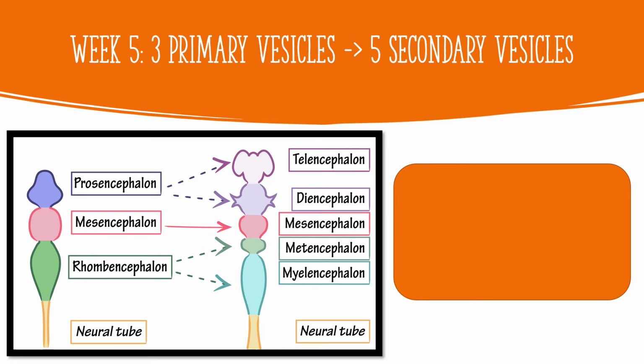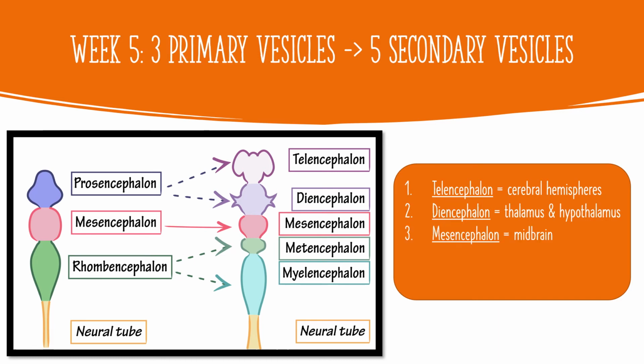In week 5, we witness the subdivision of these three primary vesicles and the consequent formation of the 5 secondary vesicles. In other words, the prosencephalon and rhombencephalon will each subdivide, and the mesencephalon will stay the same. The prosencephalon will subdivide into the telencephalon and diencephalon. The telencephalon consists of the two cerebral hemispheres, while the diencephalon consists of the thalamus and hypothalamus.